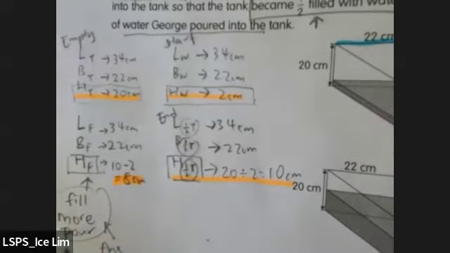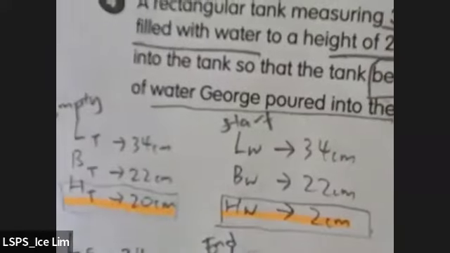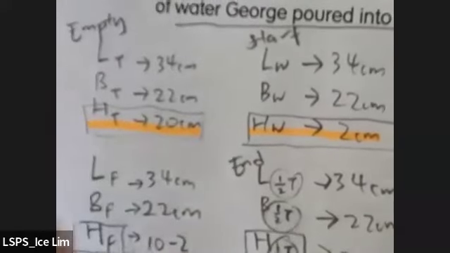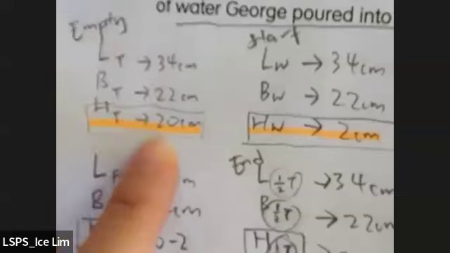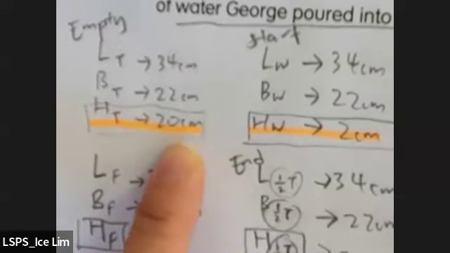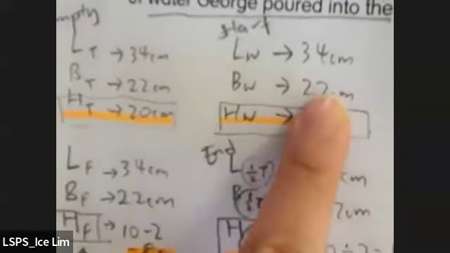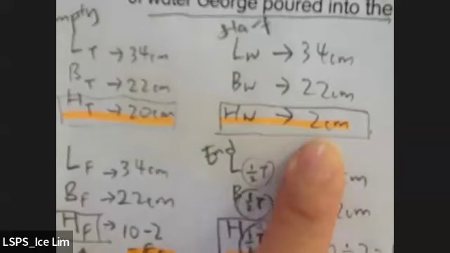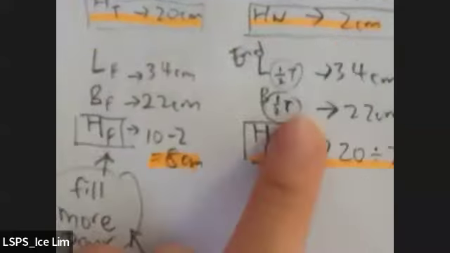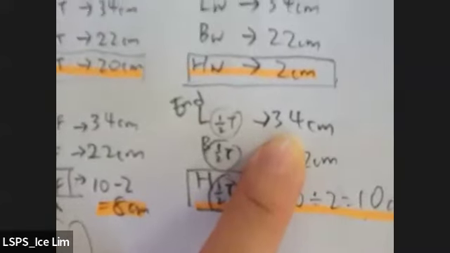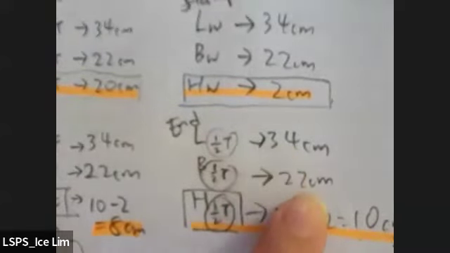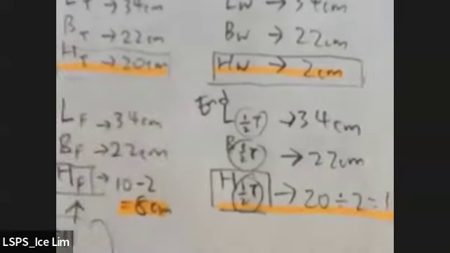I repeat one more time. I can tabulate the information here. This is the length, breadth, height when the tank is empty. This is the start of the story: the length of the water, breadth of the water, the height of the water, 2 centimeters. At the end of the story, it was still 34 centimeters long, 22 centimeters wide. The height is now 10 centimeters. We got 10 by dividing the height of the tank by 2. That's 10.